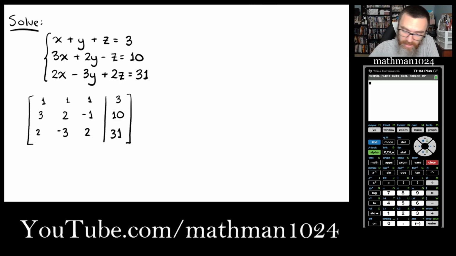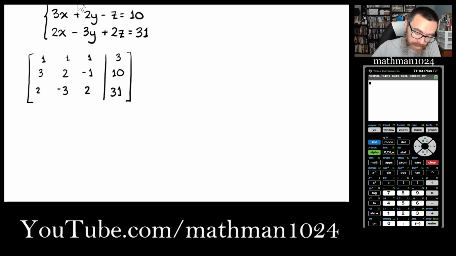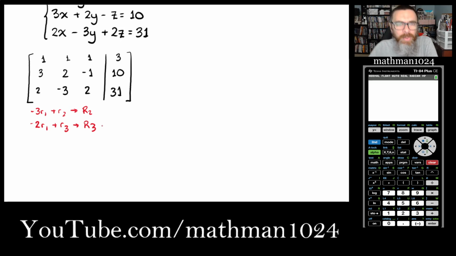So we notice here that in the first row, first entry, we have a 1. So we're going to use that guy to get zeros below it. And the way we'll do that is that we'll do negative 3 times row 1, add that to row 2, and replace row 2 with that. At the same time, let's do negative 2 times row 1 and add that to row 3 and make that our new row 3. That way we can get zeros for here and here all in the same step.